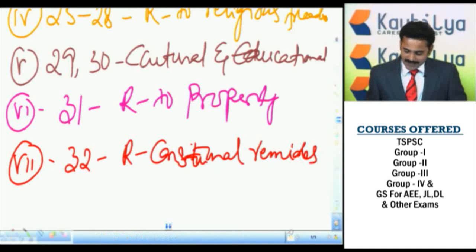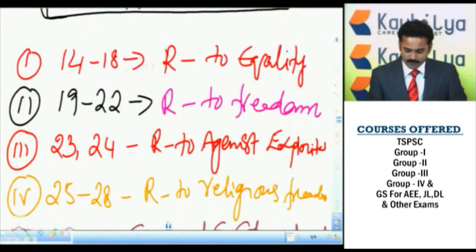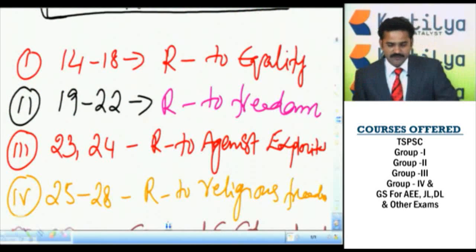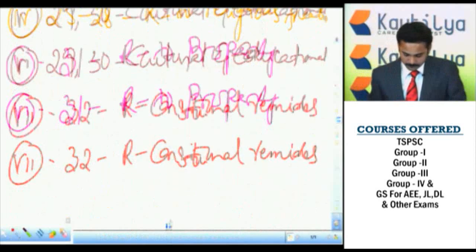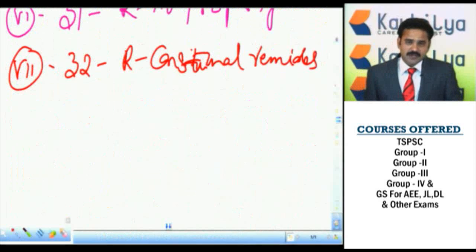So these are the rights guaranteed by the Constitution, classified into 7 groups, namely Article 14 to 18, right to equality, 19 to 22, right to freedom, 23-24, right against exploitation, 25 to 28, right to religious freedom, 29-30, cultural and educational rights, 31, right to acquire and dispose property, 32, right to constitutional remedies. These 7 rights were enumerated till 1978, but today we have only 6 fundamental rights.